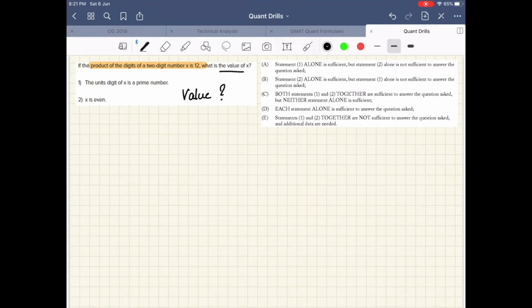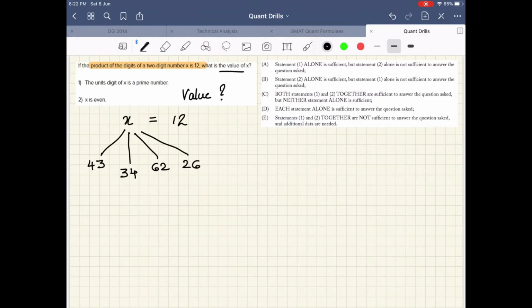Okay, so what we are given is the product is 12. x is a two-digit number and the product is 12. So x can be 43, x can be 34, x can be 62, x can be 26. You can see 4 times 3 is 12, 6 times 2 is 12, and vice versa.